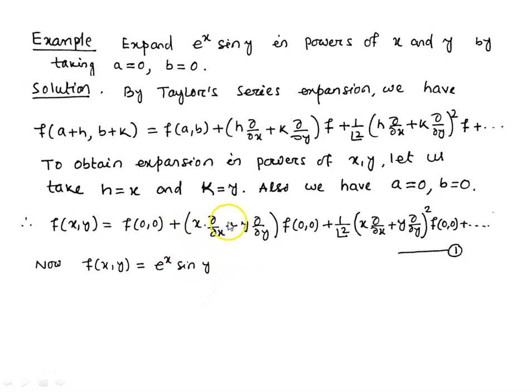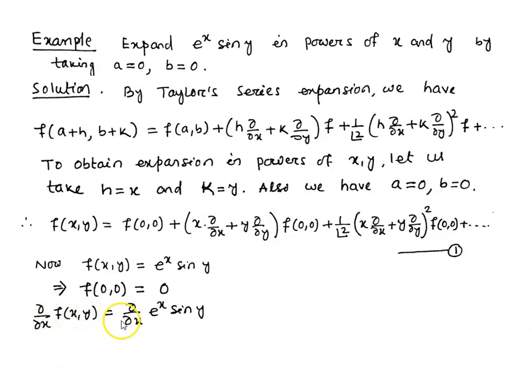Now let us compute these partial derivatives of the function f at the point (0,0). Now our function f(x,y) is e raised to the power of x sin y. So f(0,0) is, if we replace x and y by 0, 0, e raised to the power of 0 sin 0, that is e raised to the power of 0 is 1 and sin 0 is 0. So f(0,0) is 0.